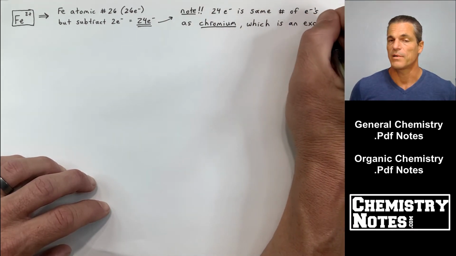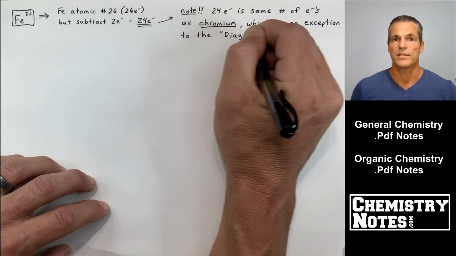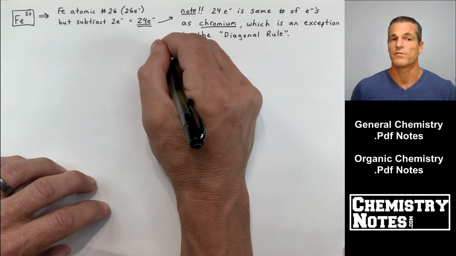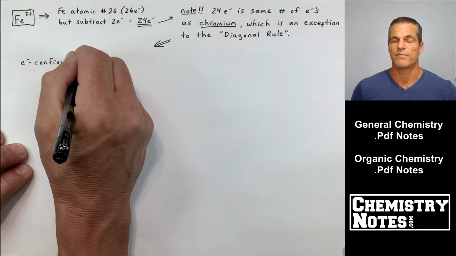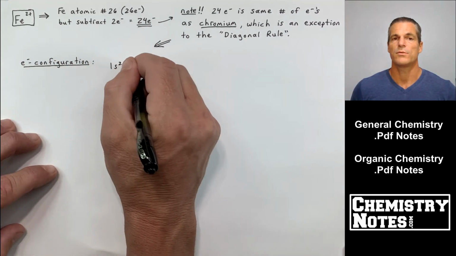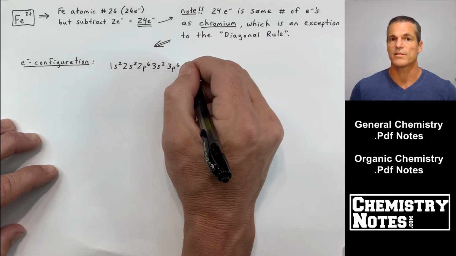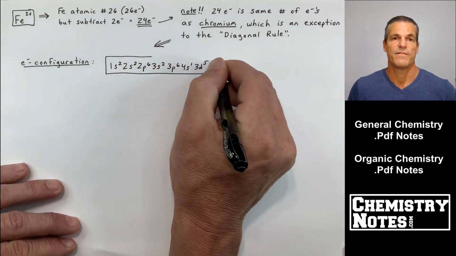Chromium is atomic number 24. It's got 24 electrons, just like Fe2 plus. So I have to be careful when assigning electron configurations for Fe2 plus. So the complete electron configuration is 1s2, 2s2, 2p6, 3s2, 3p6, careful, 4s1, 3d5.